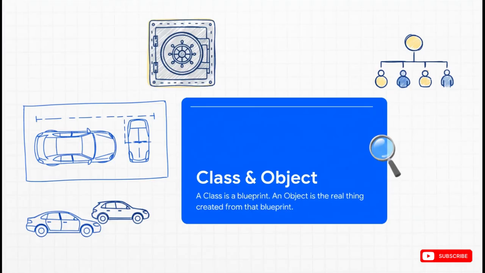First up, we've got what is, without a doubt, the cornerstone of OOP: classes and objects. Think of a class as the blueprint. It's the design, the schematic, maybe even the recipe for something. The object, on the other hand, is the real thing you build from that blueprint. So the idea of a car is the class. The actual car sitting in your driveway, that's the object.